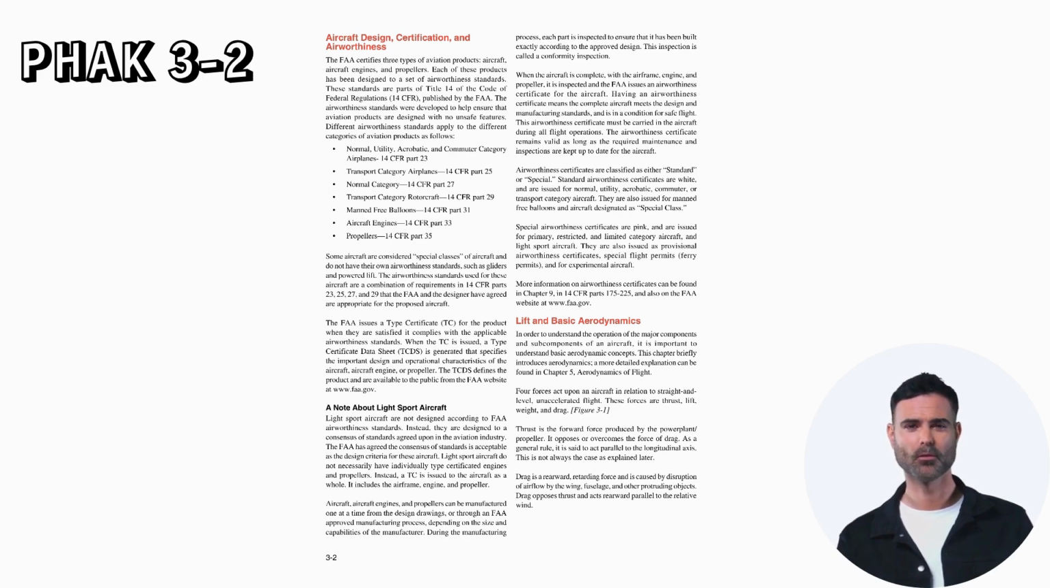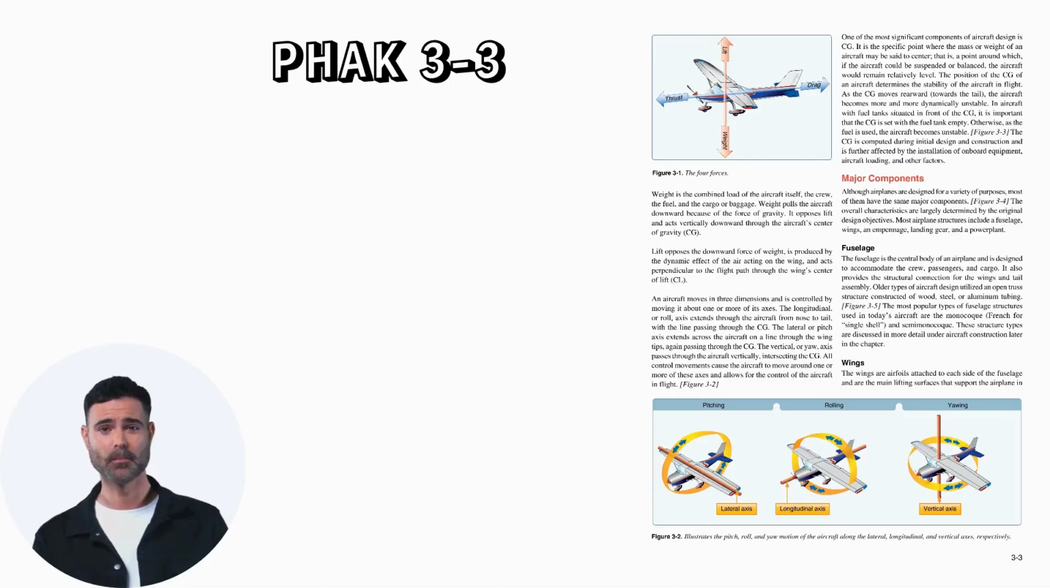Drag is a rearward, retarding force and is caused by disruption of airflow by the wing, fuselage, and other protruding objects. Drag opposes thrust and acts rearward parallel to the relative wind. Weight is the combined load of the aircraft itself, the crew, the fuel, and the cargo or baggage. Weight pulls the aircraft downward because of the force of gravity. It opposes lift and acts vertically downward through the aircraft's center of gravity, CG.